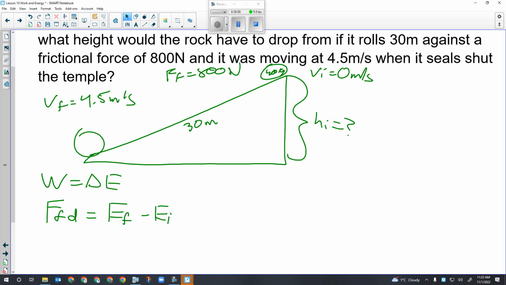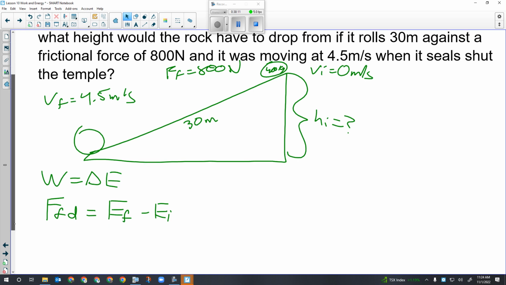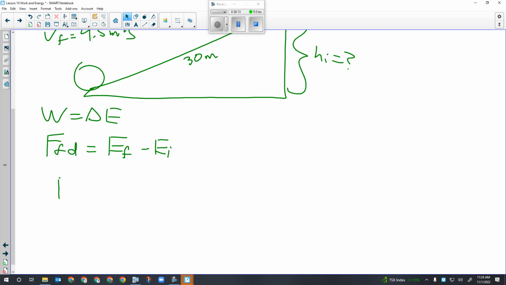I'm looking for something that's part of the initial this time. Since I don't want initial to be negative, I'm going to bring it over here and subtract the work. So my initial mechanical is going to equal my final minus the work. Sorry, yeah, minus the work. Everyone all right with that? Because if I take my final and subtract the work, I should have what I started with. Everyone okay with that logic?